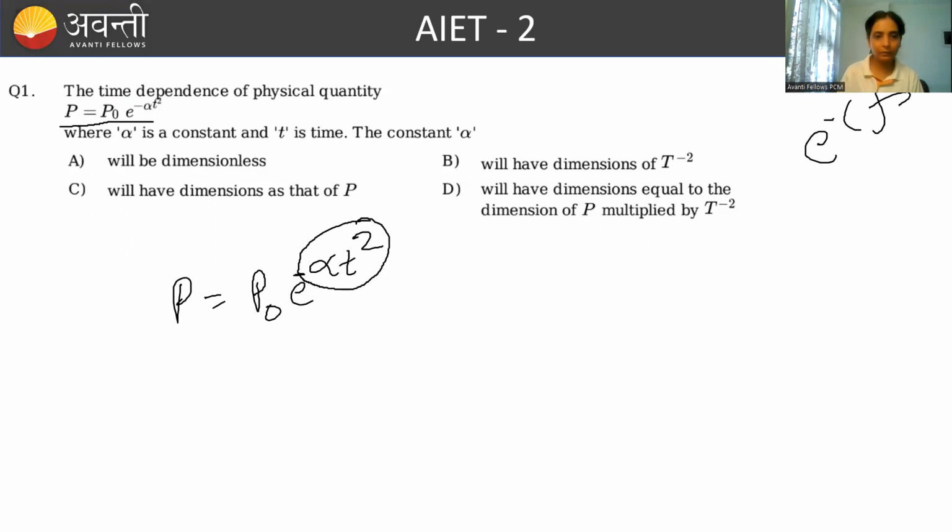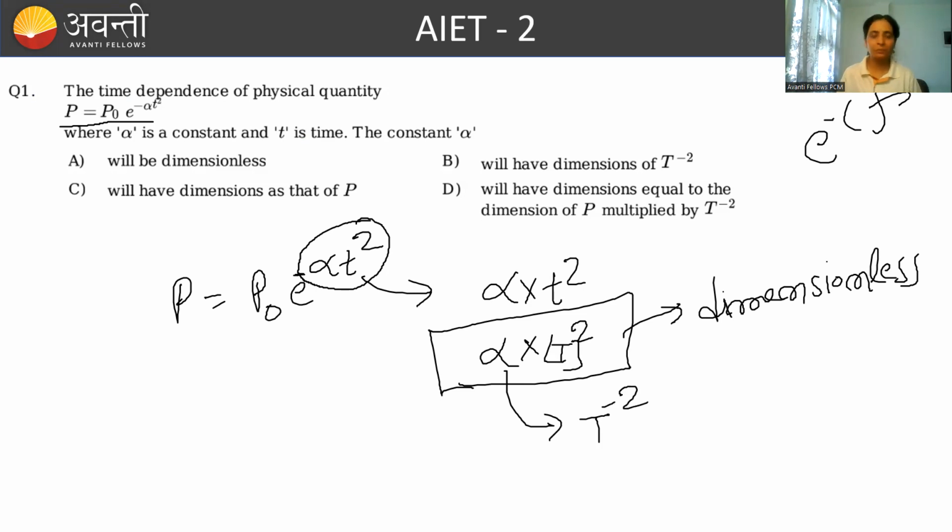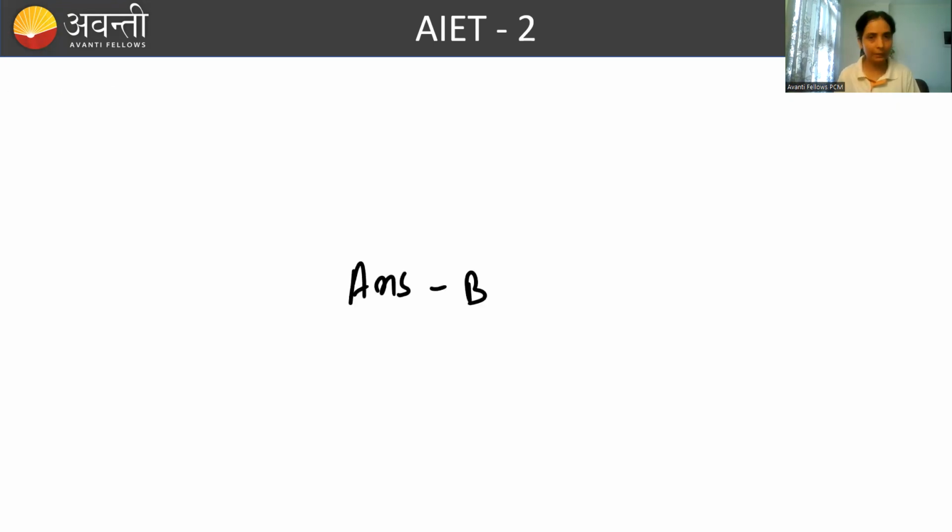Now, look at the term alpha into t square. t square has the dimension of time squared, and overall this thing has to be dimensionless. It will be dimensionless only if alpha has the dimension of t to the power minus 2. Then t to the power minus 2 into t to the power 2 becomes t to the power 0, that is, dimensionless. So alpha has the dimension of t to the power minus 2, and the correct answer should be B.